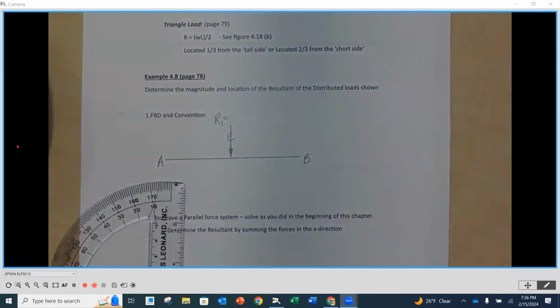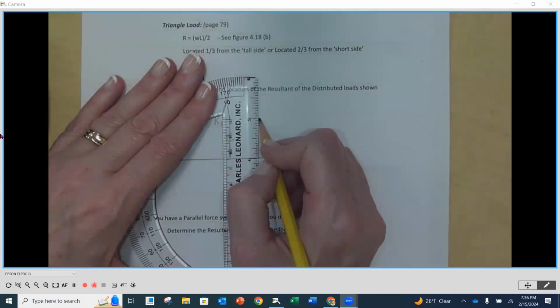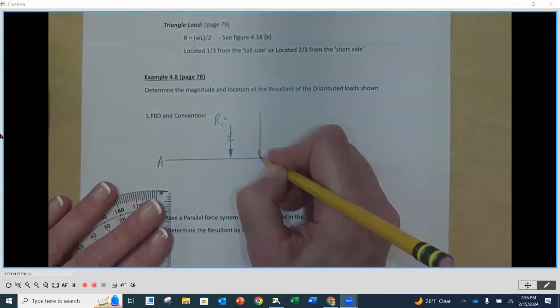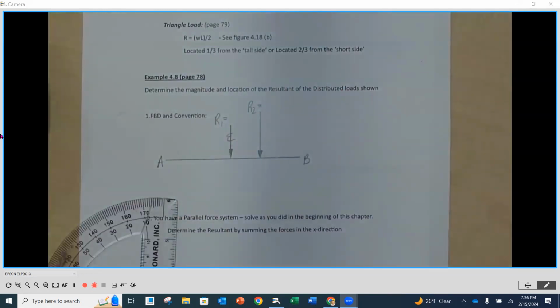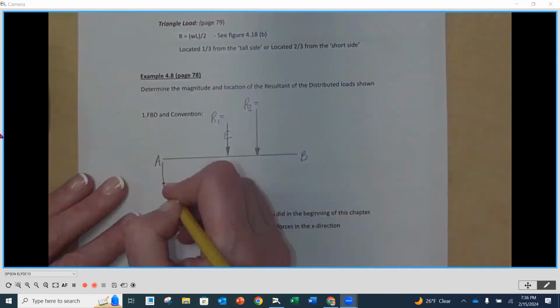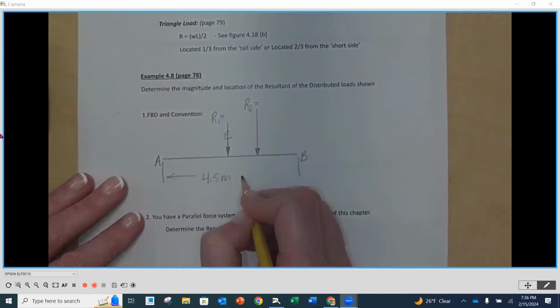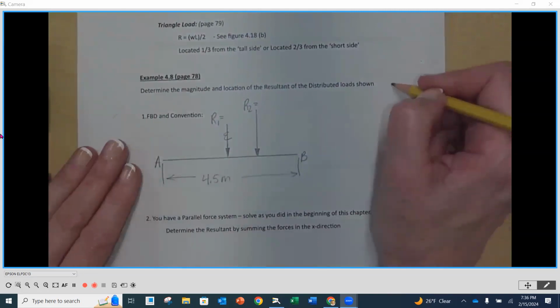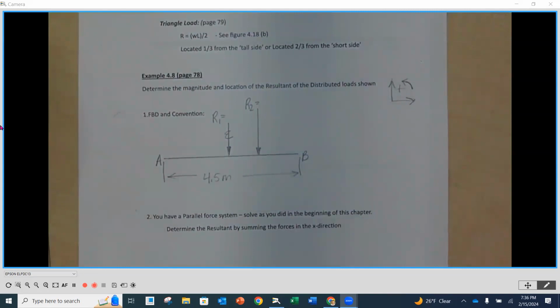We're going to calculate R1 in just a little bit. And then our second is going to be for the triangular. And I'm going to make it just a little bit taller. This is going to be R2. Now, we don't know their distances just yet. We'll talk about that in a little bit, but we do know the distance between A and B is 4.5 meters. We're going to put our convention in the upper right-hand corner. And now we're going to determine the magnitudes of R1 and R2.